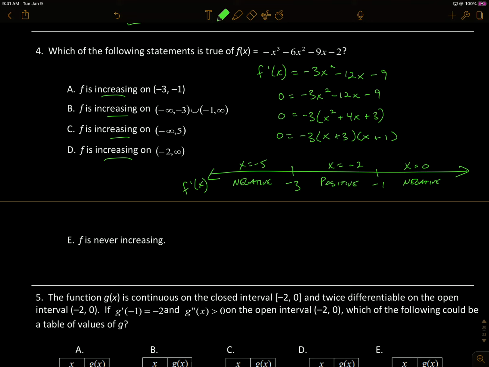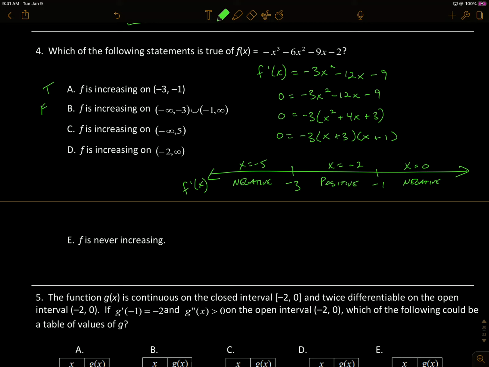And now let's check. So f is increasing on the interval negative 3 to negative 1. That could be true, because the derivative is positive there. F is increasing on negative infinity to negative 3. No, because the derivative is negative, and so therefore f would be decreasing.